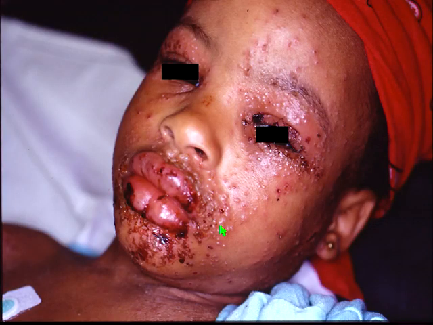So these are a few more examples. Again, very extensive eczema herpeticum. We can see many, many vesicles and erosions and crusting. We can see this involves the periocular area. And so when we see it around the eye, most people consider that to be an ophthalmologic emergency because we worry about the risk of herpetic keratitis. So we want to get a prompt ophthalmology consult.